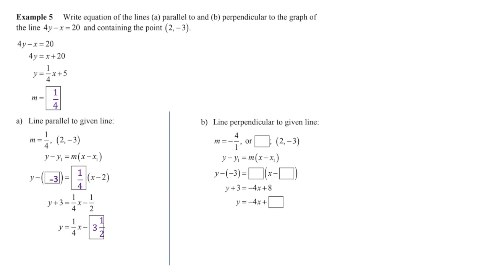Now, when I look at my line perpendicular, we already decided that it was going to be the opposite reciprocal, so we can simplify that down to negative 4. But we're also using the point 2, negative 3 with the point-slope form. Y minus y sub 1, so y minus negative 3. This time, our slope is going to be negative 4 times x minus 2. We'll distribute our negative 4 through, giving us y plus 3 equal to negative 4x plus 8, and then subtract 3 from both sides. So y is equal to negative 4x plus 5.